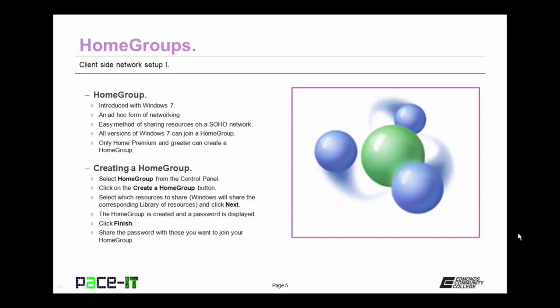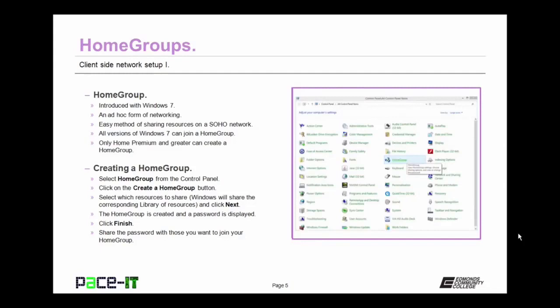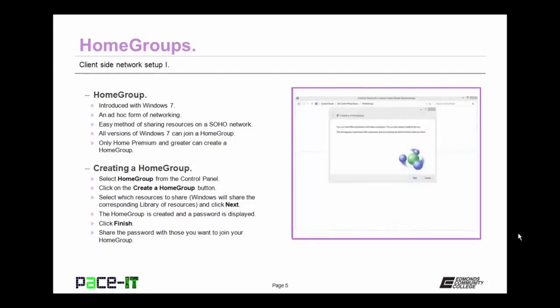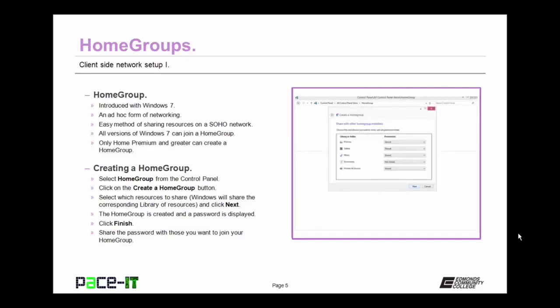Well, first off, you go to the Control Panel and you select the HomeGroup utility. Once there, you click on the Create a Home Group button. Then you get to select which resources you want to share with the home group. Windows will share the corresponding library of resources. Then you click Next. Now the home group is created and a password is displayed. You need to write down the password because you may need it later. Then you click Finish. Then you share the password with those that you want to join your home group.